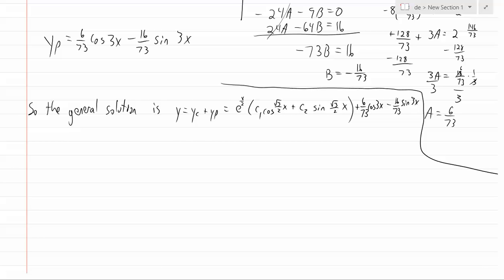Alright, so this one shouldn't take very long. This is on page 147. Y double prime plus y prime minus 6y equals 2x.